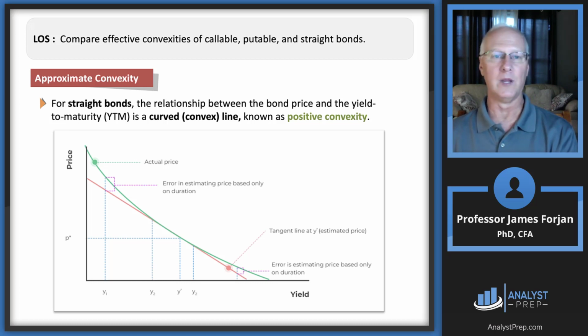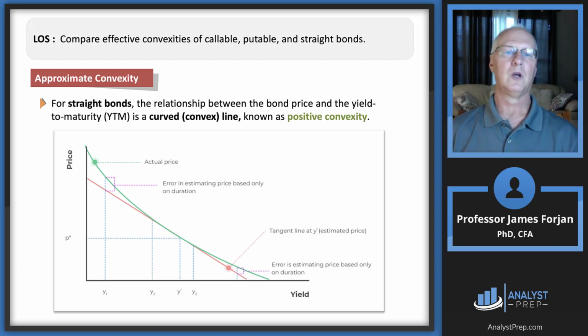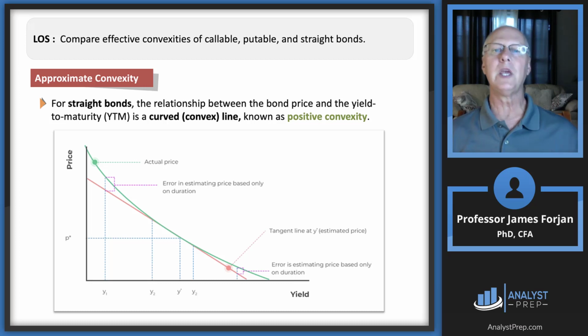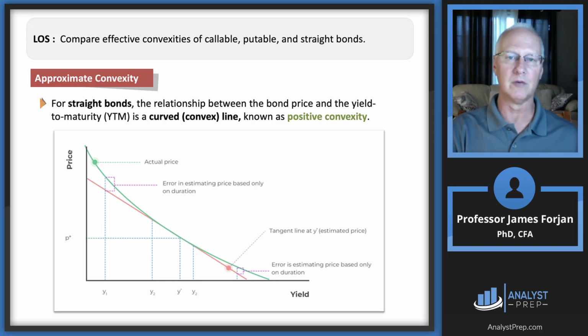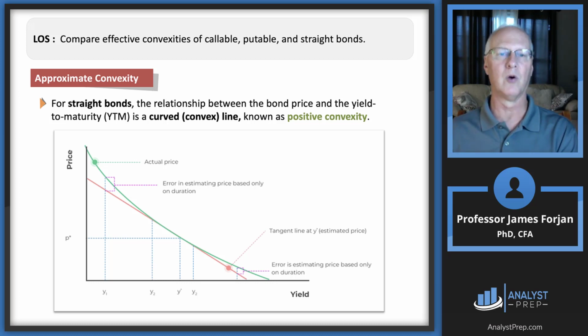But what do we know? We know that that relationship is probably not perfectly linear. There is some convexity to it, and that's the green line there. So the question then becomes, if we use duration only to try to measure and to try to estimate and understand the price-yield relationship, we're going to be wrong. If we only look at the first derivative and we ignore the second derivative, we're going to be wrong.